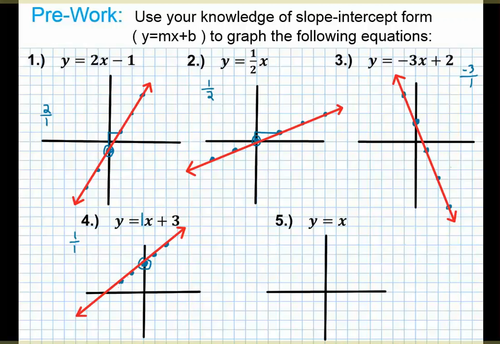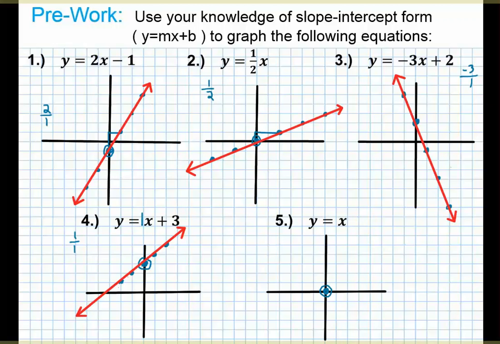All right, let's try the last one, y equals x, and this is virtually the same line. Notice I don't have a y-intercept listed. That means you can consider this to be something like plus or minus 0. It's a 0, it's nothing. Okay, so where is nothing? It's right here. It's at the origin.